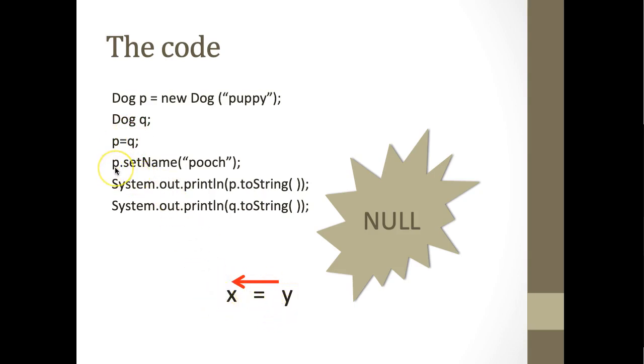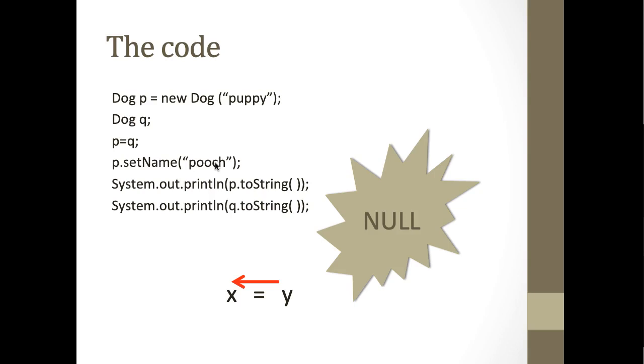Now, what happens? Try to think: now that they are both pointing to the same, they have a reference to the same object or to the same place in memory, and that Q is null, and the value of Q, meaning null, has been given to P. So what's going to happen when I say P.setName("Pooch")? I just recommend you pause and think about it, because P now is nothing.